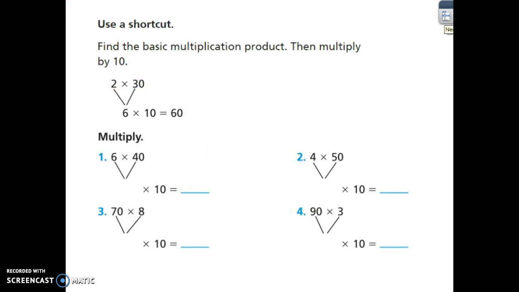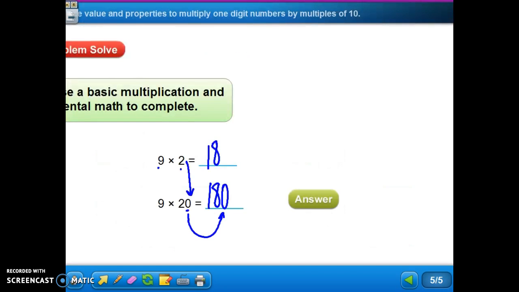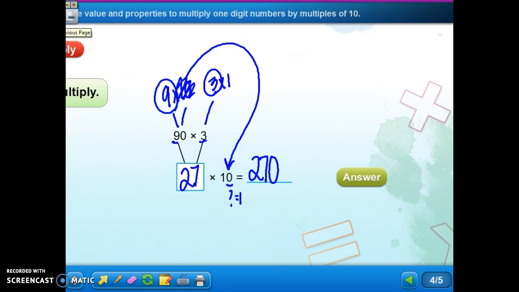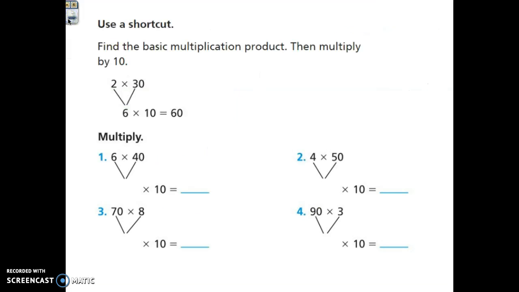Okay, so let's look at this. I'm going to drag this across the screen first. Okay. It says use a shortcut. Find the basic multiplication product, then multiply by 10. All right, just like what we looked at on this page, we're doing the same thing.